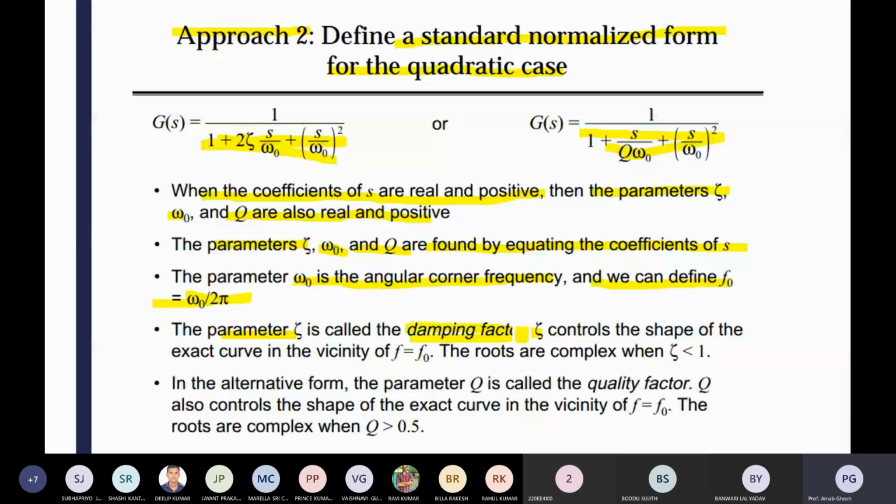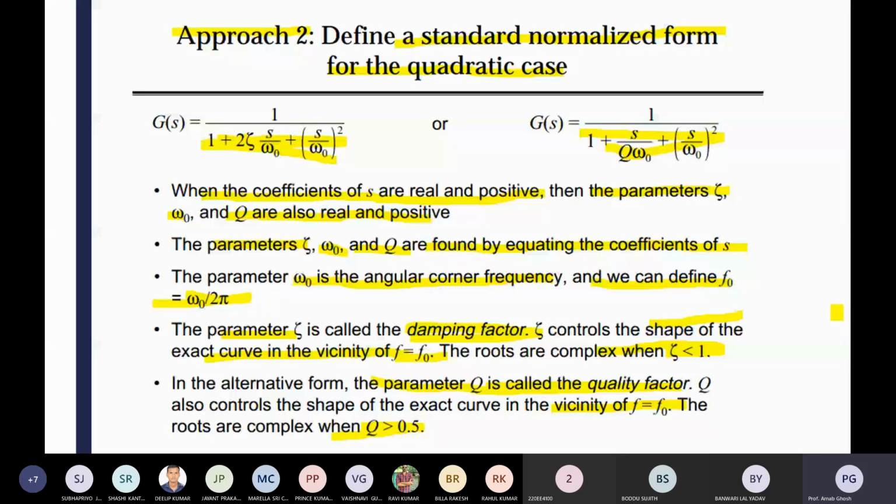Okay, so zeta is your damping factor, and it controls the shape of the exact curve in the vicinity of f equal to f0, the root of the complex pair, when zeta is less than 1. And Q will be greater than 0.5 in the vicinity of f equal to f0, and Q is called the quality factor. Okay, these are the very basic prerequisites.